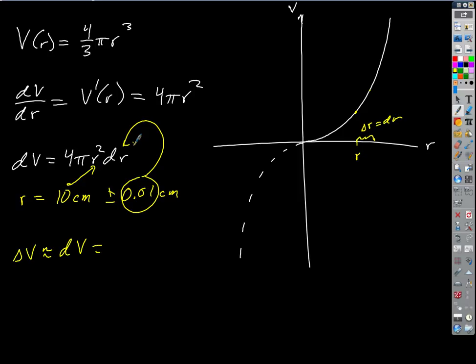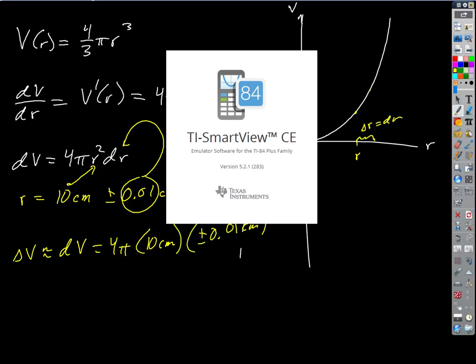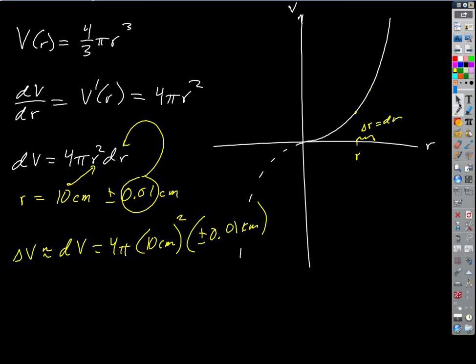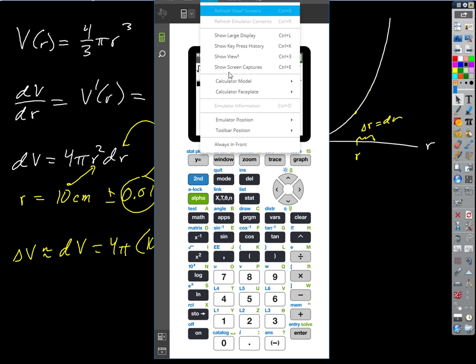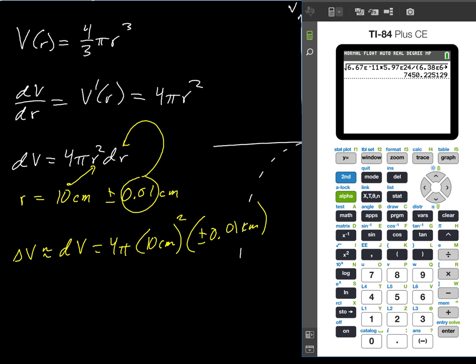That's going to give us, just that easy, a fairly accurate, approximated propagated error, right? So let's plug in those values. 4 times pi times 10 centimeters squared times plus or minus 0.01 centimeters gives us what? Okay, I'll take your word for it. I want to get that number on our calculator here.